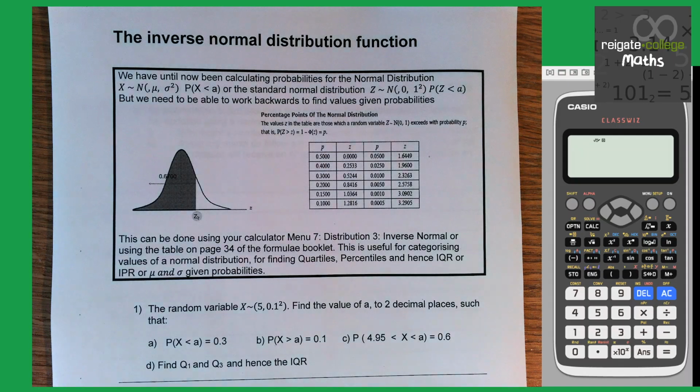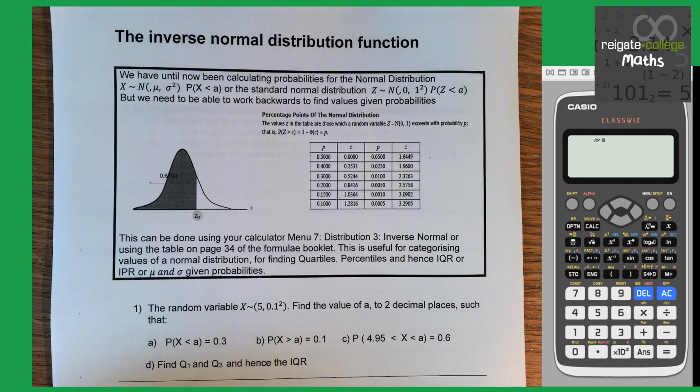We've seen how using the normal distribution on the calculator tells us a probability for a value of our variable, which we normally write as x. What we're going to do this time is go back the other way and say, if we've got a probability, can we work out what value of our variable x that probability applies to?